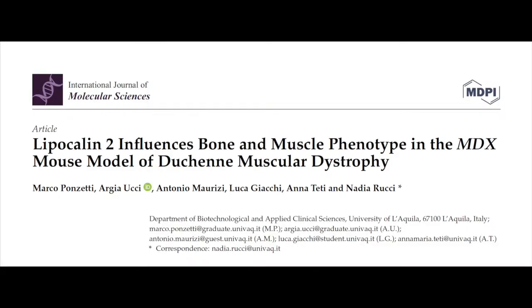The recent publication titled Lipocalin-2 Influences Bone and Muscle Phenotype in the MDX mouse model of Duchenne muscular dystrophy was published in the International Journal of Molecular Sciences. Is that correct, Marco? Yeah, it is. Awesome. Thank you, Diego.